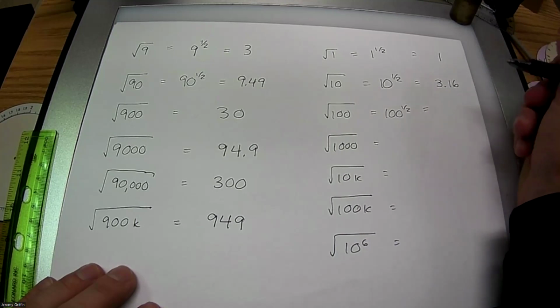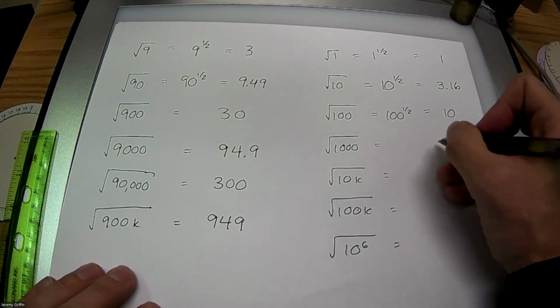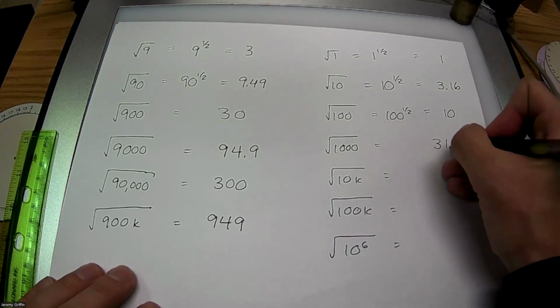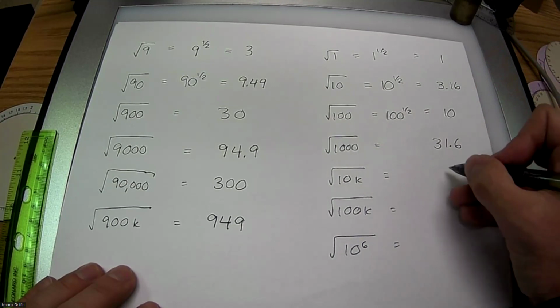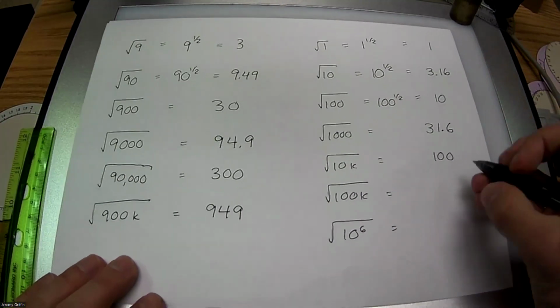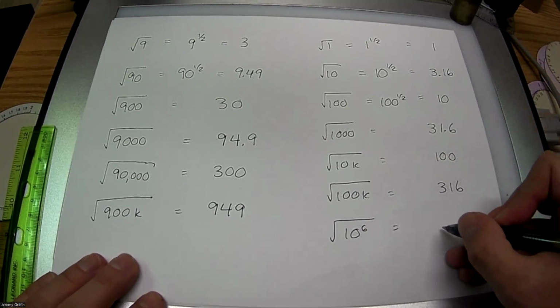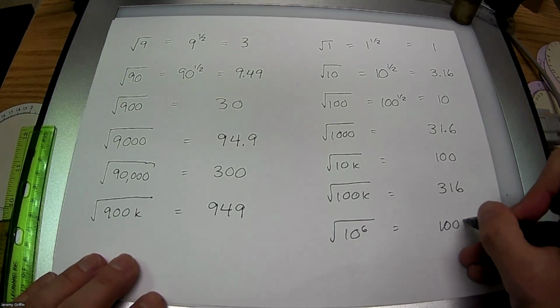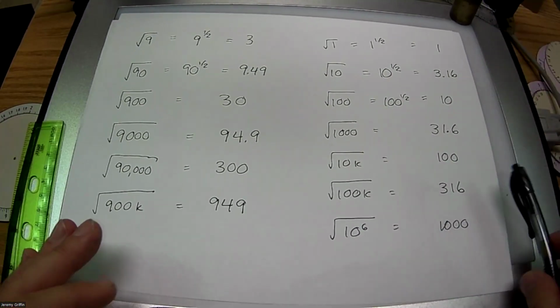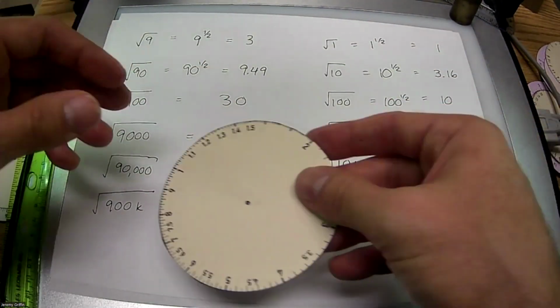3.16. You guys say? Okay. The square root of 100 is 10. Square root of 1,000: 31.6. Square root of 10,000: 100. Square root of 100,000: 316. Square root of a million: 1,000. Okay, so you guys see a pattern again, right? Let's see, does that also work on this? Kind of like we did for 9. Does it work for 10?